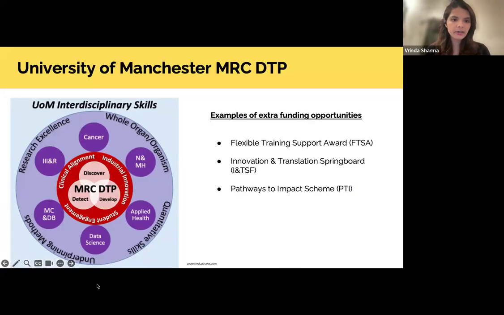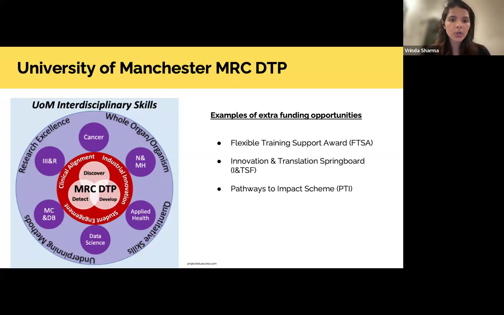So as an example of an MRC DTP program, this is for the University of Manchester. Currently, about 30 postgrads are admitted every year under the scheme. All projects need to be interdisciplinary, meaning supervisors have to come together from different departments and collaborate to come up with a project. For example, in my case, you could have a stem cell biologist collaborating with a molecular biologist, combining their projects, or with someone who's a computational biologist.